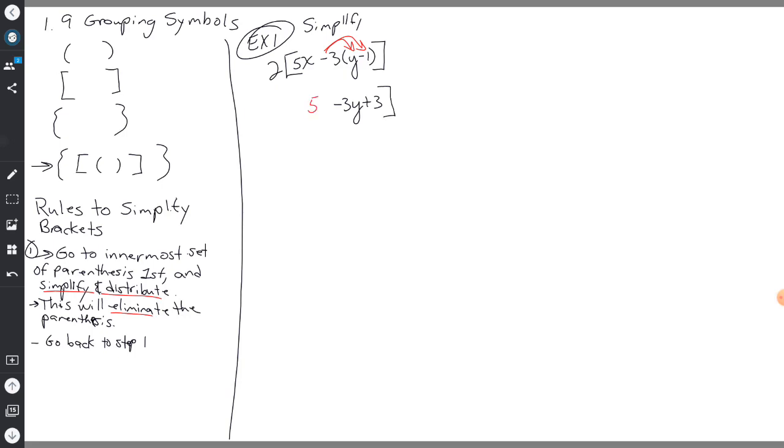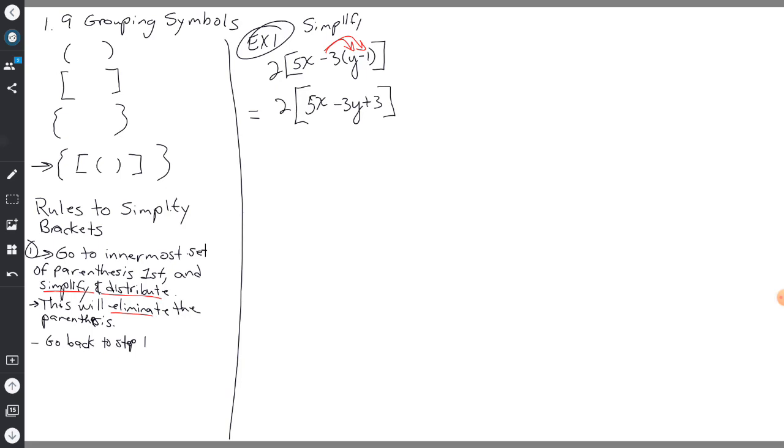Bring down the 5x and everything else just like it was originally. Okay. So again, we go to the innermost set of parentheses and simplify and distribute. So we distribute it there to get negative 3y plus 3. And we drop down everything else just like it was. Go back to the innermost set of parentheses. Well, you know, this here.